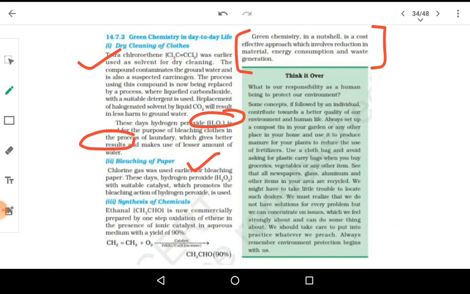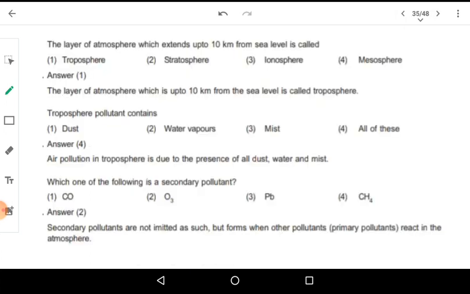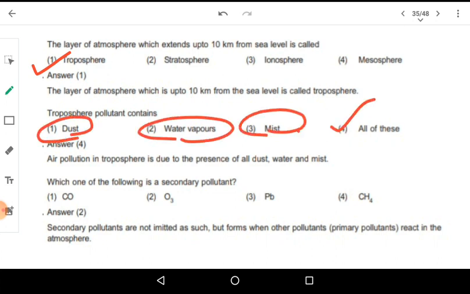Now let us quickly check some important questions related to this particular chapter. Question number 1. The layer of atmosphere which extends up to 10 km from the sea level is called as troposphere. Troposphere pollutant can contain dust, water vapor and mist, so it should be all of these.